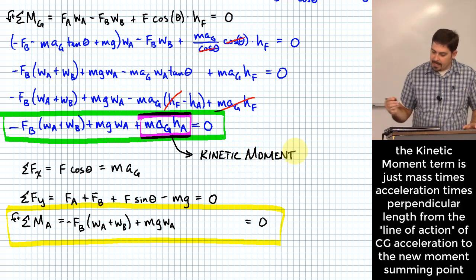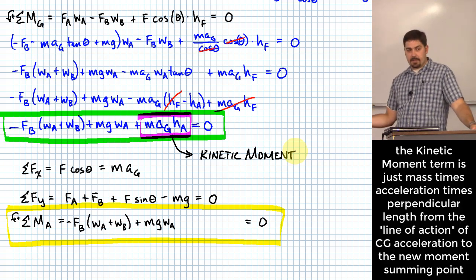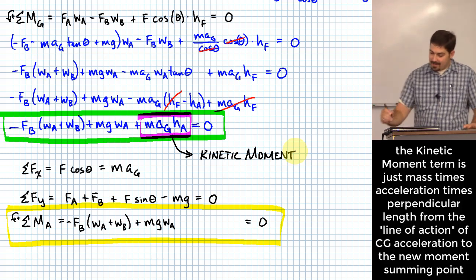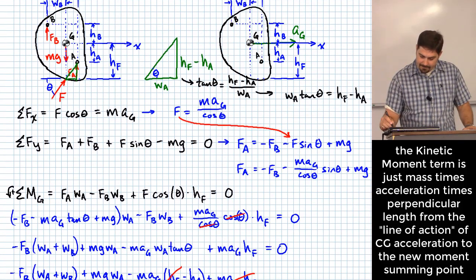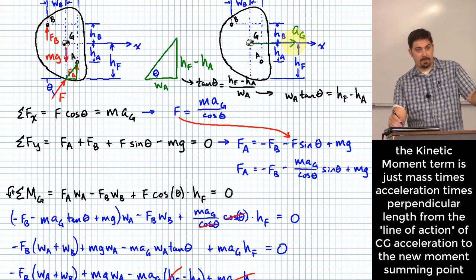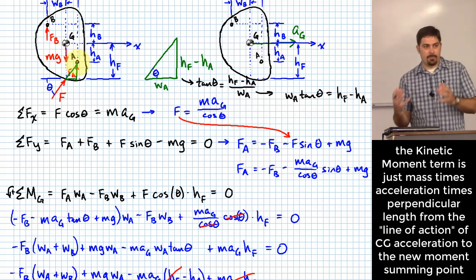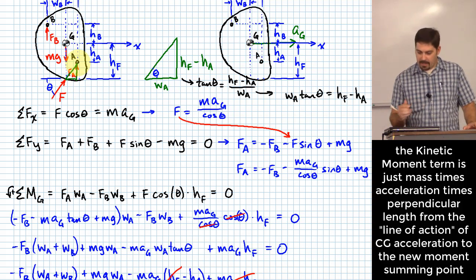The kinetic moment is found by multiplying mass times the acceleration of the center of gravity times HA, the distance from that center of gravity. It's the perpendicular distance from the vector that describes the acceleration to the point that you are summing moments around, rather than the center of gravity. Does that make sense? That's what HA is, right?